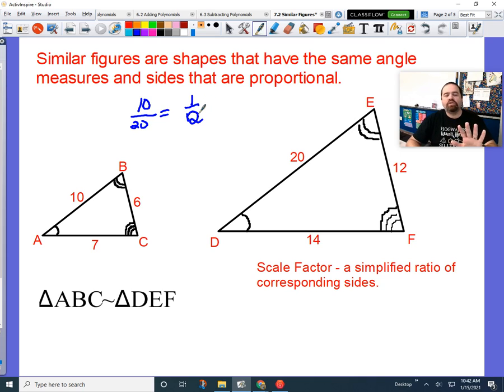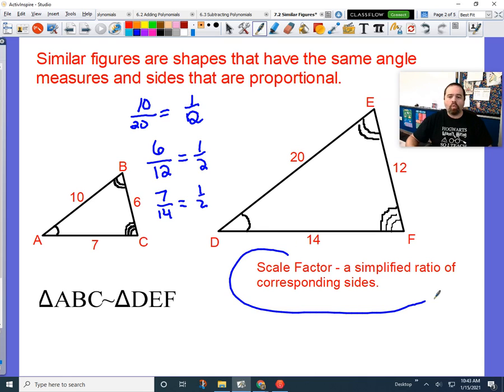Okay, I'm not asking you to reduce fractions. I just want you to see something here. So BC and EF correspond. That reduces down to 1/2. AC and DF, that also reduces down to 1/2. Every single ratio of every pair of corresponding sides in similar triangles or figures, they don't have to be triangles, but that's what we're going to do, will always reduce down to the same given fraction. That is called the scale factor.